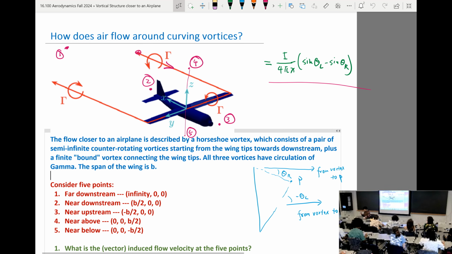So please form groups of 2 and work out as many of the induced velocities as you can, actually all of them, using exactly this formula. Okay? Please come over.